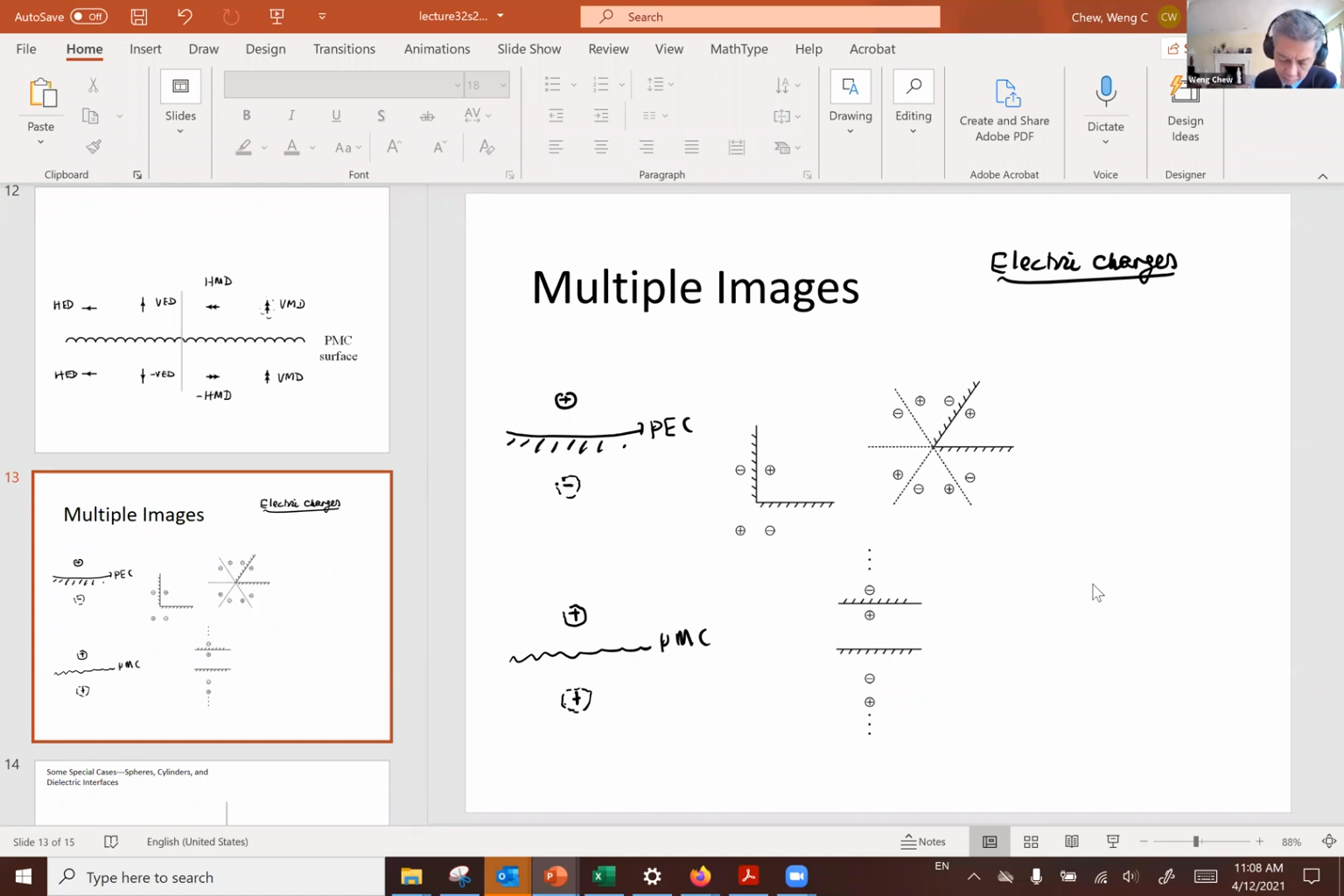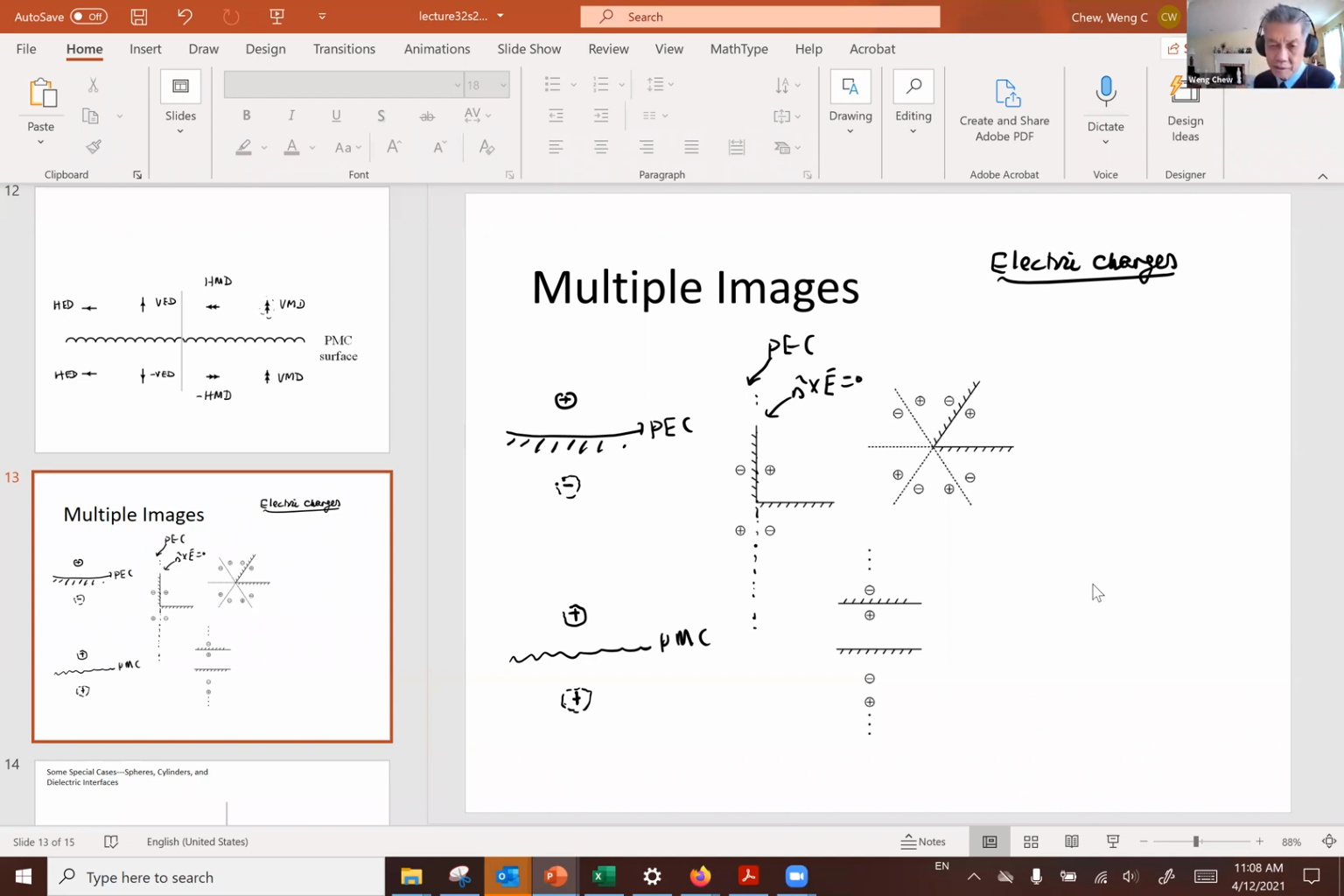Then you can use image theory quite easily to say that if I have a positive charge, let's assume that this plane is infinitely long, and this is a PEC surface. Then I can quite clearly see that the boundary condition is satisfied. If I have a positive charge and I put a negative charge there, then n cross E must be 0 on this surface due to the fact that I'm just using image theory.